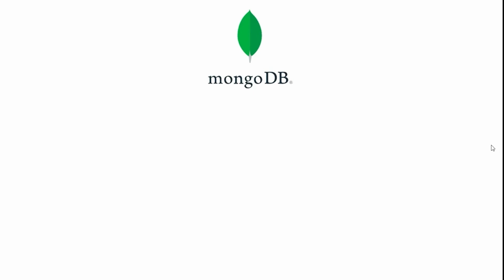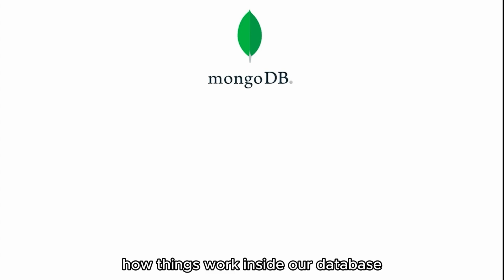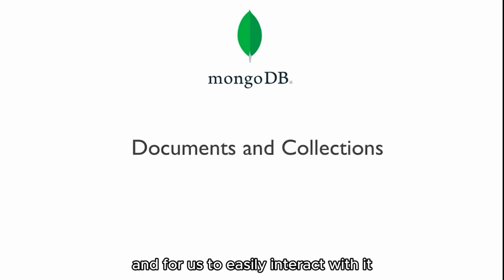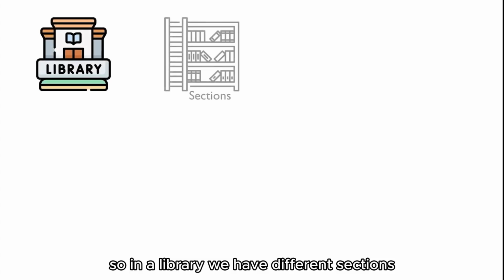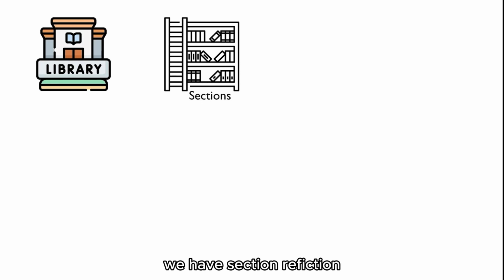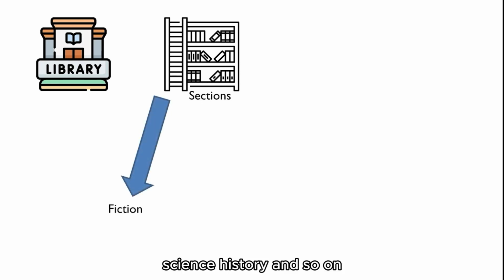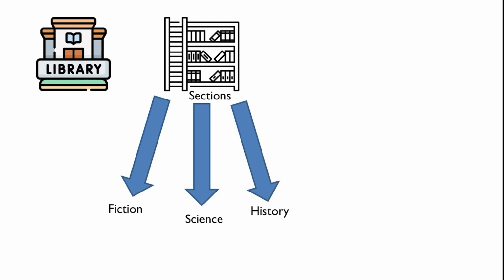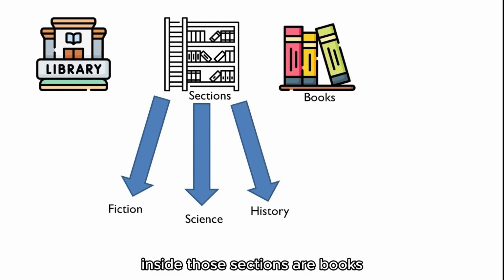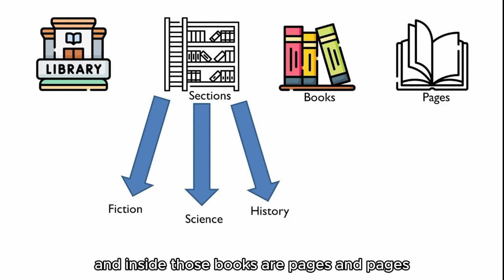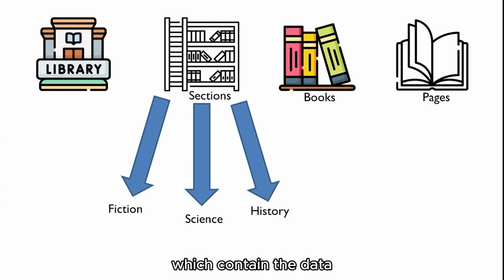in MongoDB, for us to better understand how things work inside our database, and for us to easily interact with it. For us to better understand MongoDB, I found this library analogy that made me understand MongoDB better. So in a library, we have different sections. We have sections for fiction, science, history, and so on. Inside those sections are books, and inside those books are pages and pages, which contain the data.